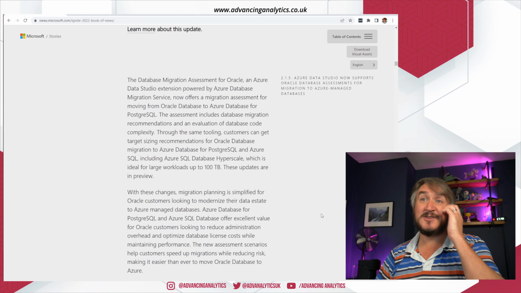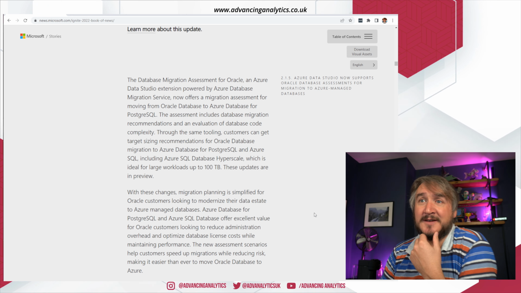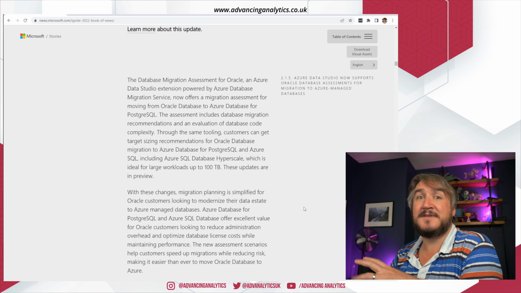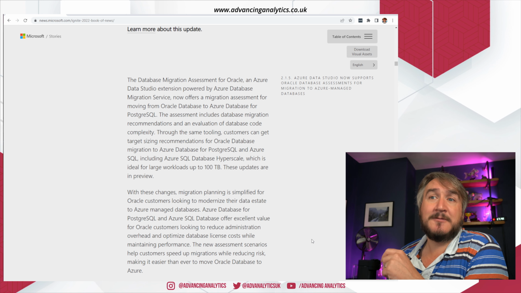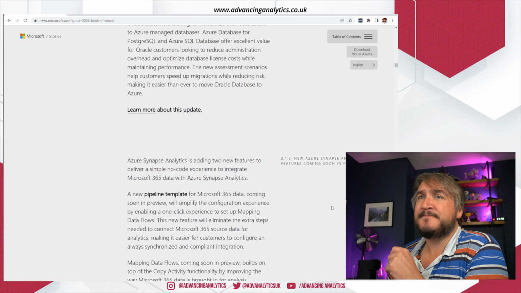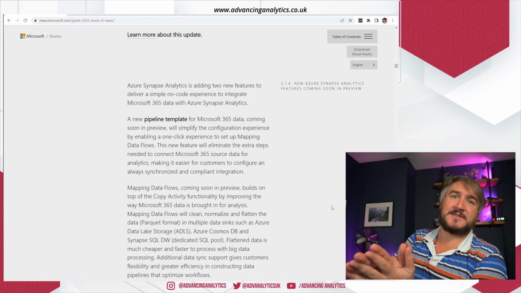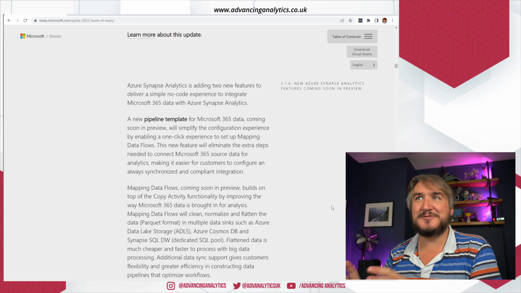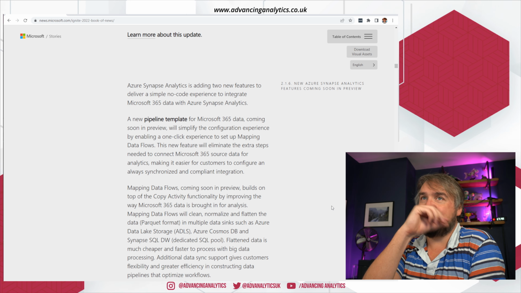Is it somewhere else? Just helping you make that migration path and work out, based on what you have, where you should be going and how you would move that into Azure. And then we get some Synapse changes. Again, not a huge number of changes. So a couple of things.